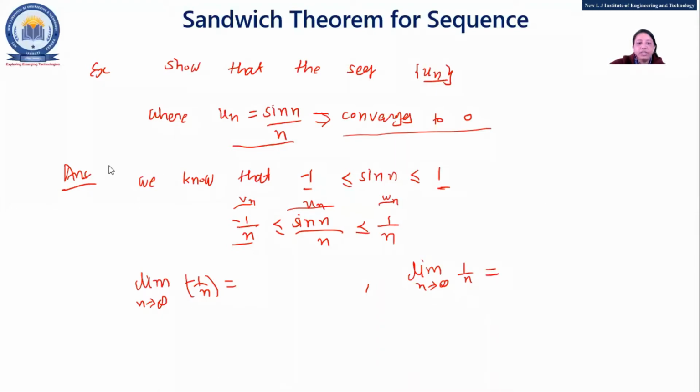All are writing 0, fine. So 1 upon infinity and minus 1 upon infinity both are 0. That means if the limits of both are 0, then by the sandwich theorem we can say that the limit as n tends to infinity of sin n upon n equals 0. Fine. So which theorem have we used? The sandwich theorem. So in that way you can solve the example.